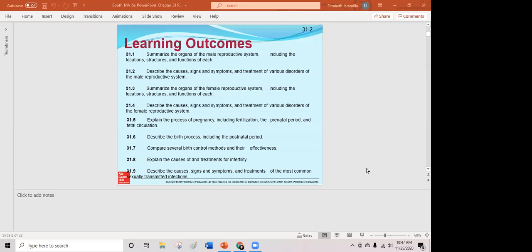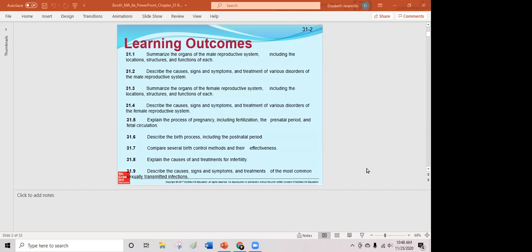Okay, compare several birth control methods. What types of different birth control methods are there? Okay, how effective are each of those? I believe some of us already did some patient education on birth control, etc. So some of this, maybe you guys can go back and review some of that information or talk with your classmates about what they know about those things.